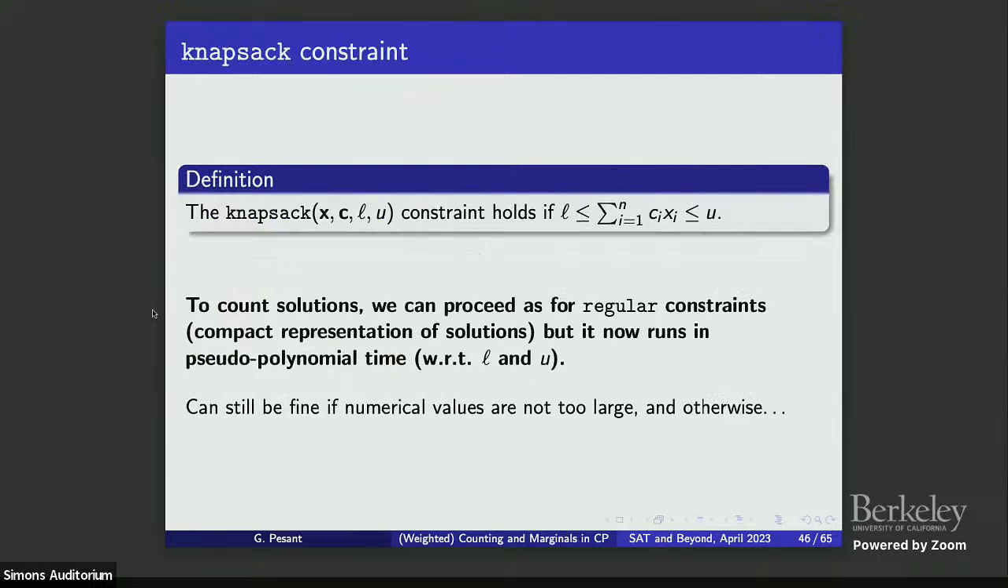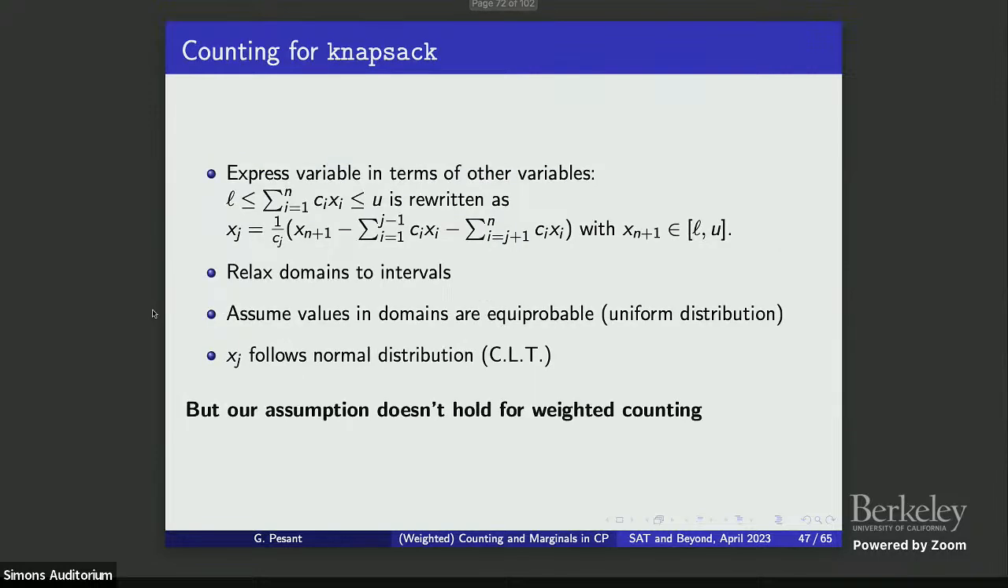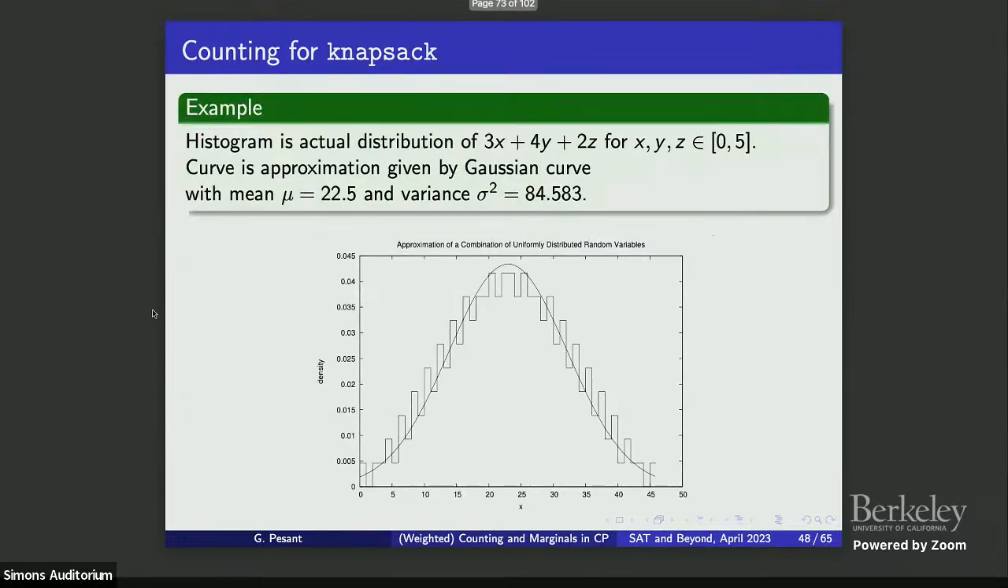Knapsack constraints. You've heard about those before. We could do them as regular decision diagrams. Thing is, it runs in pseudo-polynomial time. It's sensitive to the magnitude of your bounds, the numbers L and U. So you could do that if the numbers are not too big. Otherwise, in a nutshell, you relax the domains to intervals and assume that the values are uniformly distributed. Since you're looking at a sum of random variables, say from a uniform distribution, you get a nice normal distribution. You can use that as an approximation.